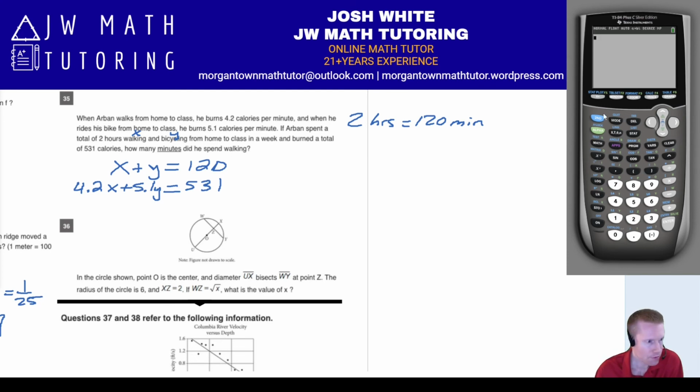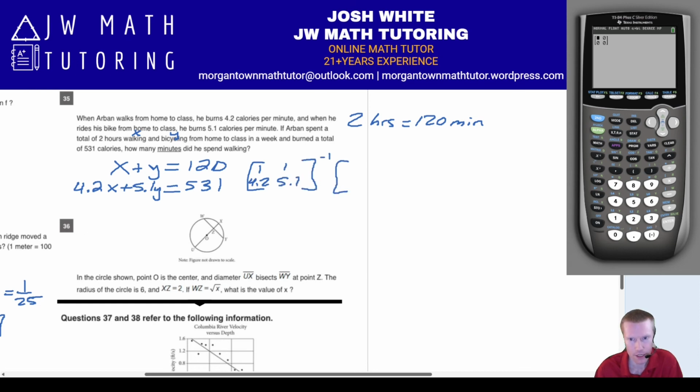So, first thing we need to do is go to the matrix menu by hitting alpha zoom, and I need a 2-row, 2-column matrix. Basically what I'm going to enter is the coefficients of the variables, and then I'm going to raise it to the negative first power. And then on the right, I'm going to do another matrix, and that is going to have just the 2 numbers. So here I'm going to have 1, and then 4.2, and then 5.1, and then up here just a 1.